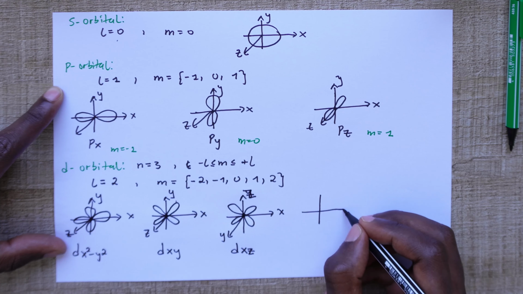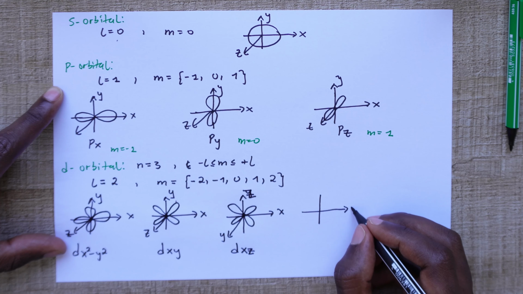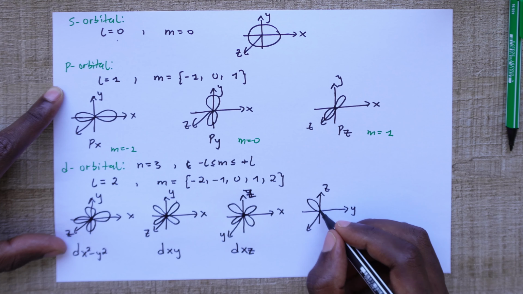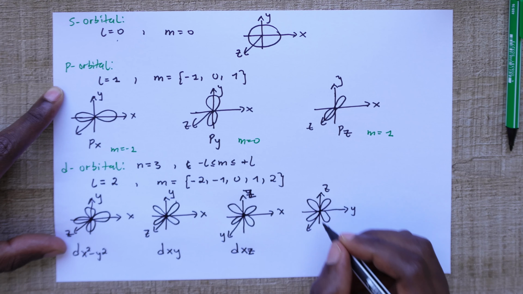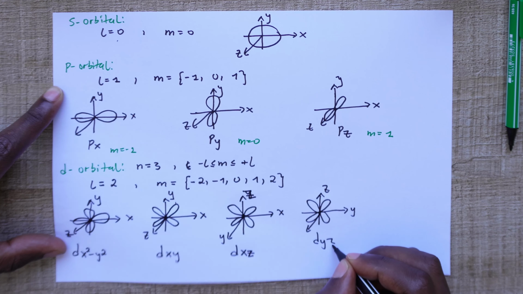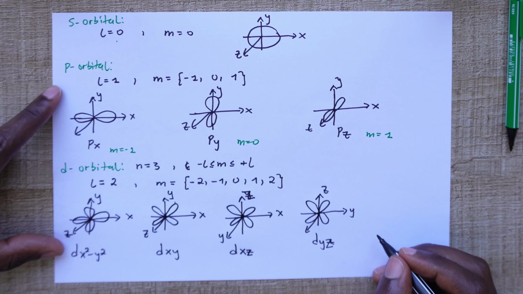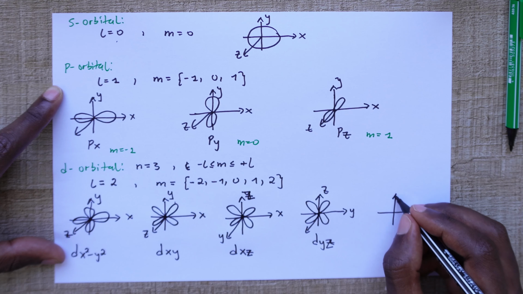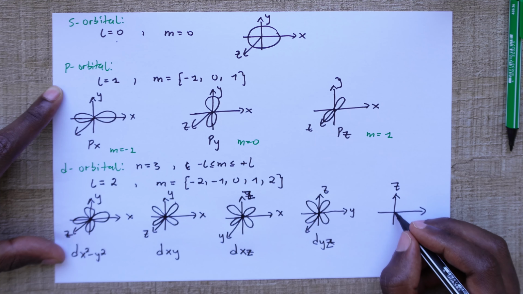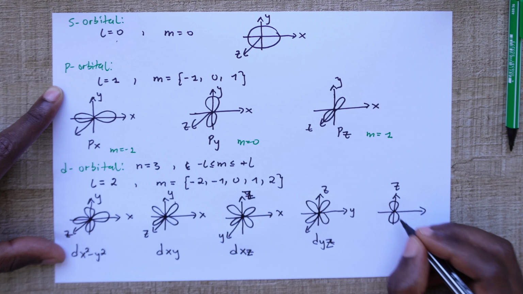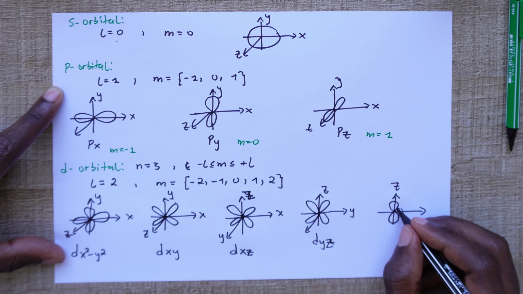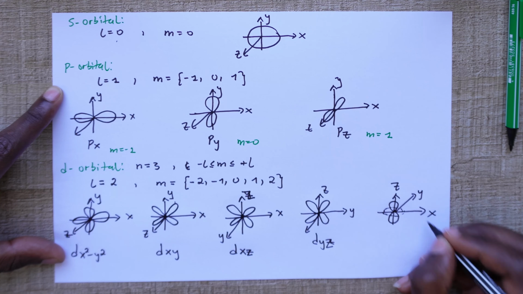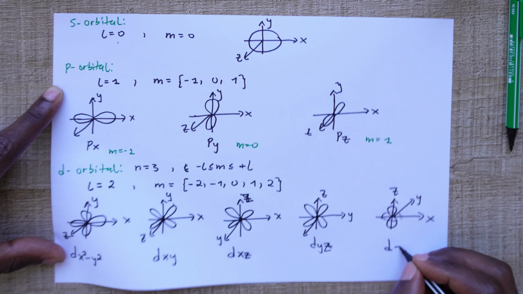Then you can also have the dyz, so you just have a y and a z, okay? If you have the leaves in between here, like that, you're going to have the dyz. And the last type, if you have the two leaves along the z-axis, okay, so you have a pair like this, and you have another pair, usually represented thus. In this case, we have the y-axis here, we have the dz2.